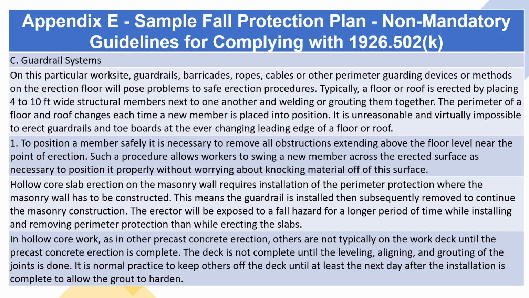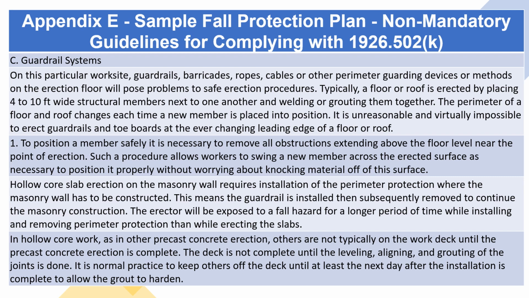1. To position a member safely, it is necessary to remove all obstructions extending above the floor level near the point of erection. Such a procedure allows workers to swing a new member across the erected surface as necessary to position it properly without worrying about knocking material off of this surface.